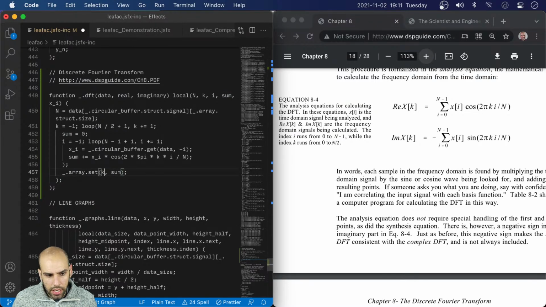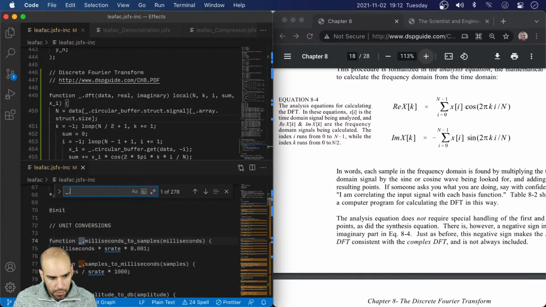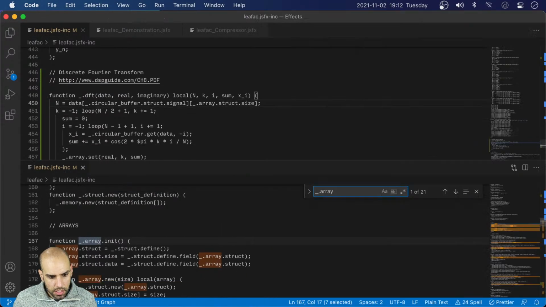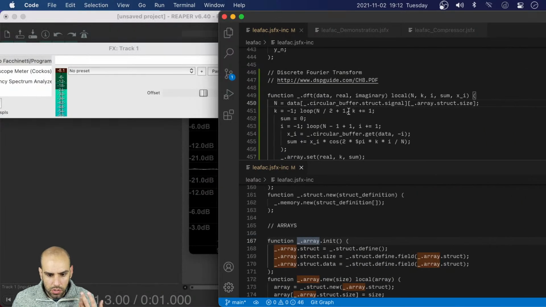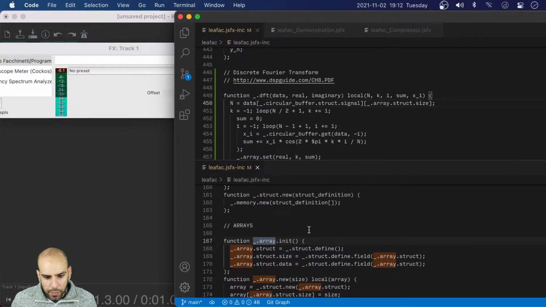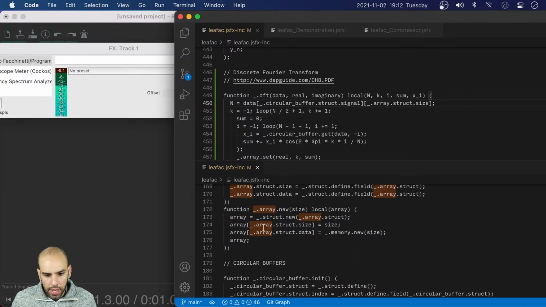at position k real. Is this a function? Do I remember correctly? No, this is not a function. I think I remember what I did with arrays. Let's go up and find the implementation for arrays. I'll make this bigger and move it sideways so it's not right behind my face. Yeah, in arrays, you have to just get a hold of the data directly.